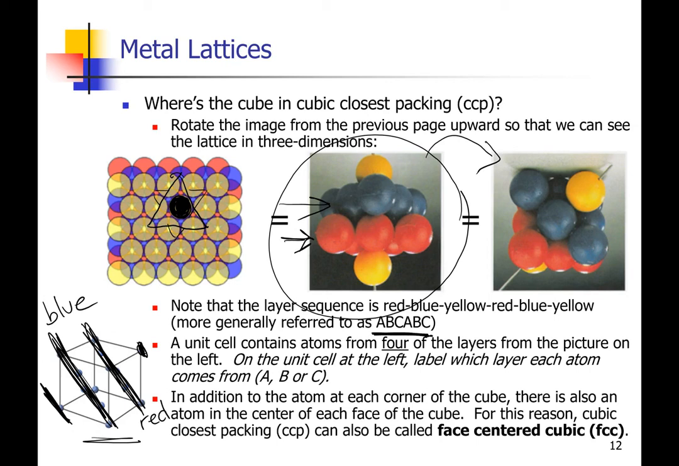Now, it's not just a cube with an atom on each of the corners. It's a cube with an atom in the middle of each face of the cube as well. And for that reason, it is often referred to as face-centered cubic. So face-centered cubic and cubic closest packed are exactly the same thing, different words for the same thing.